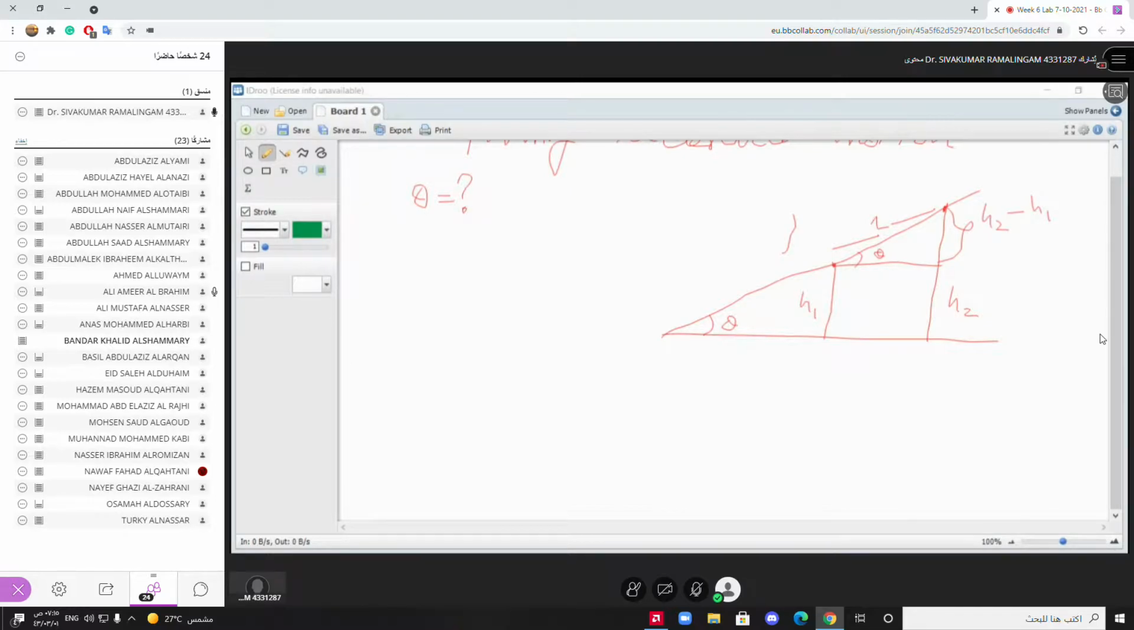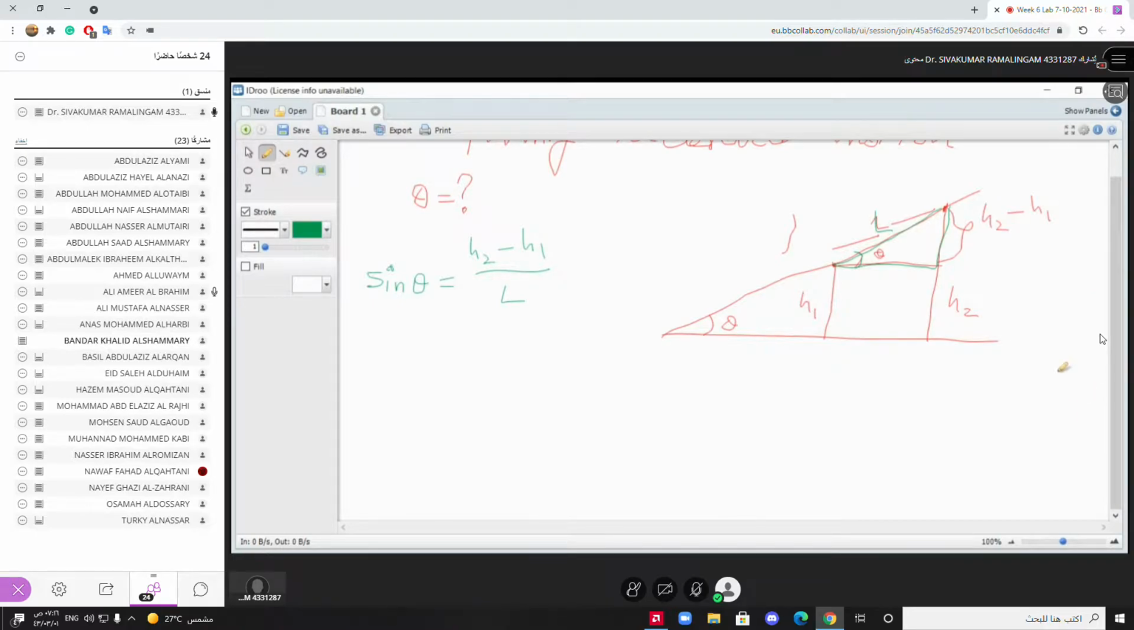Now I am going to consider only this triangle. This is theta. The hypotenuse is L. The opposite side is h2 minus h1. I don't know the adjacent side. Let us not worry about that. From this triangle, can I find sine theta? Sine theta is equal to opposite side by hypotenuse. What is the opposite side? h2 minus h1 by L.